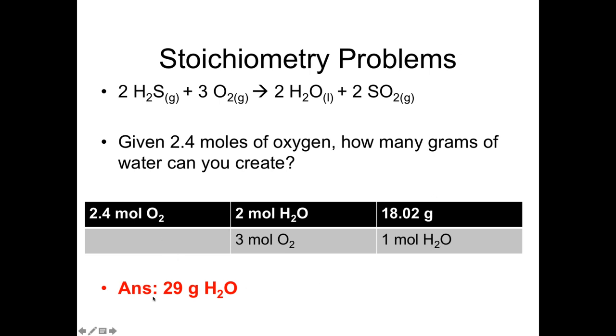Multiply everything on top, divide everything on bottom. You'll have 2.4 times 2 times 18.02 divided by 3 will give you 29 grams of water. Or you'll take 2.4 times 2 divided by 3 times 18.02. That will also give you 29 grams of water.